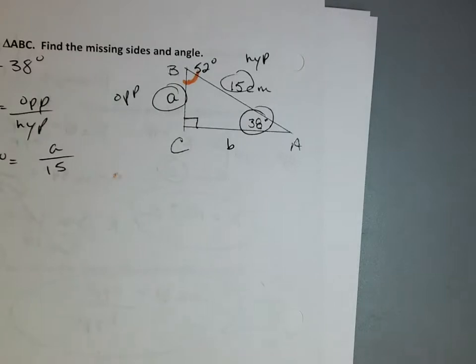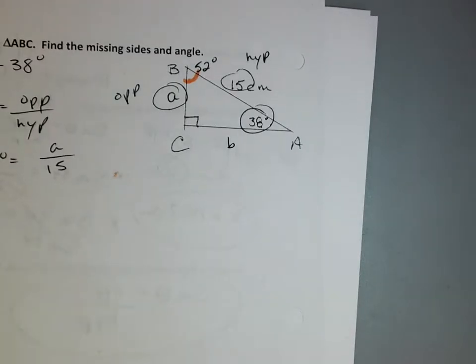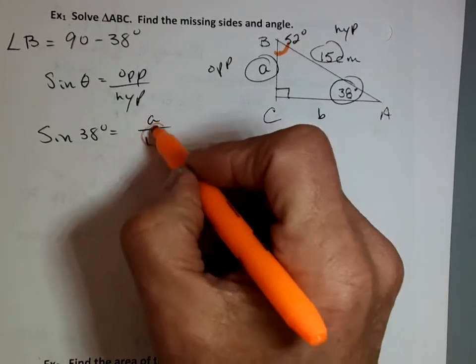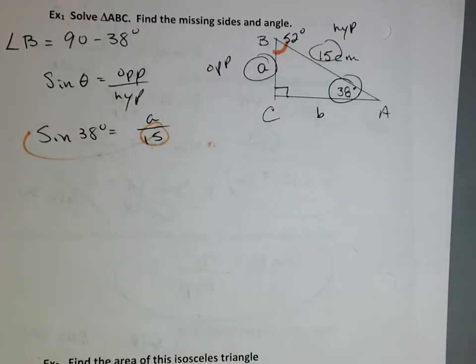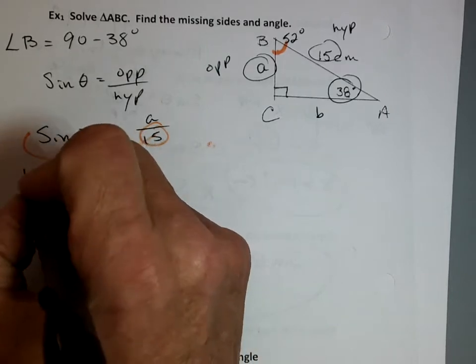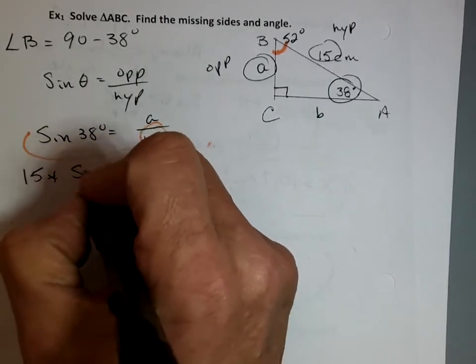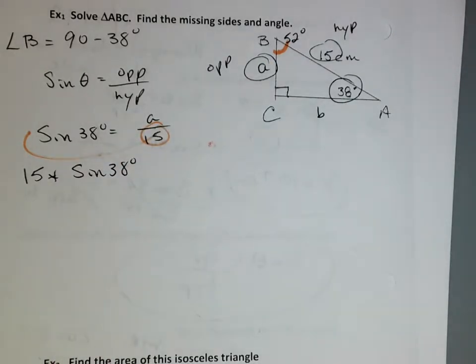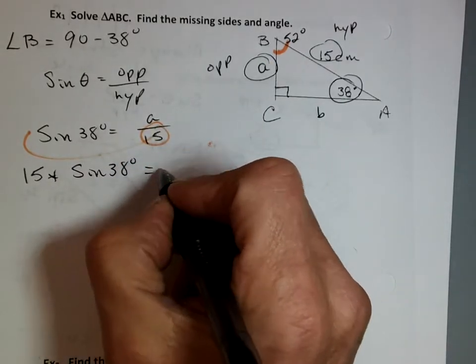How am I doing? So it's really not that bad, is it? Right triangle trig, it sounds terrible, but it's actually a lot easier than some of the other stuff we've done. Okay, let's solve. So I'm going to multiply up by 15. Bring the 15 right there. And I'll have 15 times the sine of 38 degrees. Then just use your calculator because that's going to be little a.